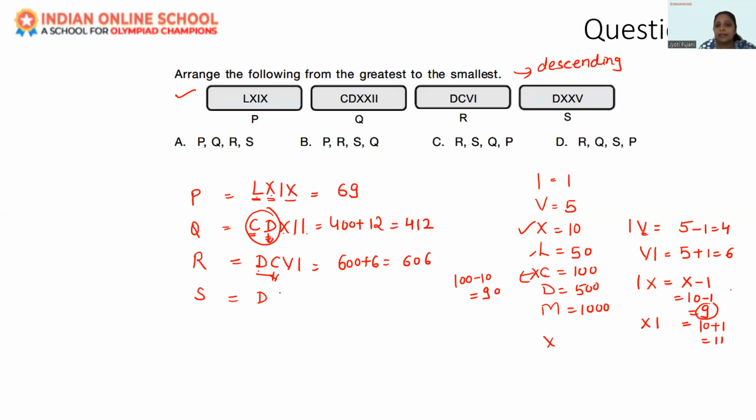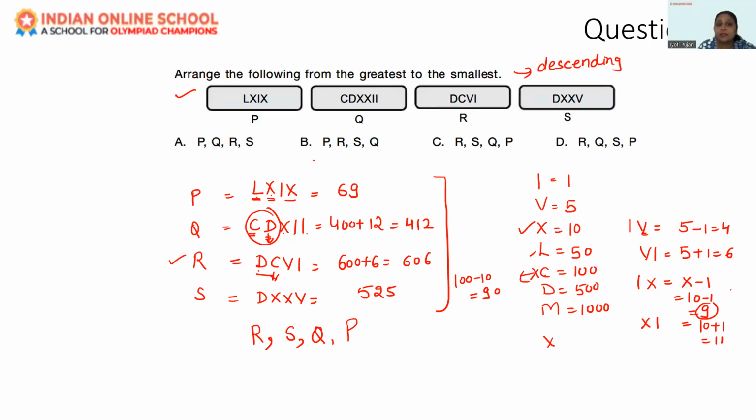After that, DXXV. D is your 500, then 10, 10, 5. So 525. Okay, can you tell me the numbers now? Now you have simple numeral values and you can compare very easily. So we have to find the greatest number. What is the greatest number? 606, so I will write R here. Then S, 525. Then Q, and in the last we will get P.